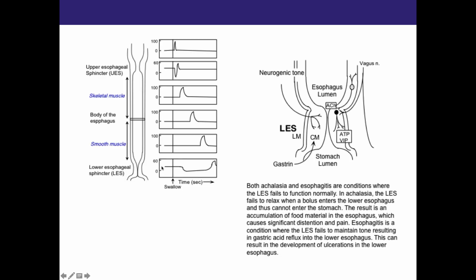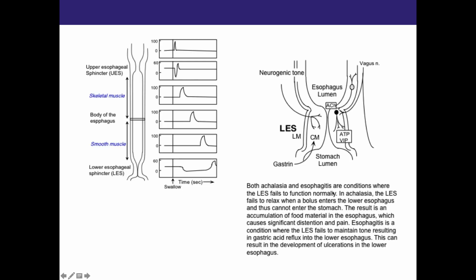And this again is a nice diagram showing you that the upper part is under skeletal muscle control, the lower part under smooth muscle control. So, some diseases associated with the LES, or lower esophageal sphincter. There's 2 of them that I want you guys to know: achalasia and esophagitis.